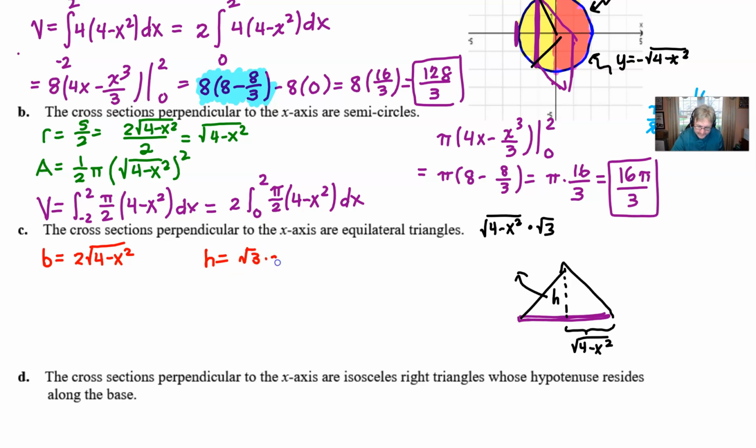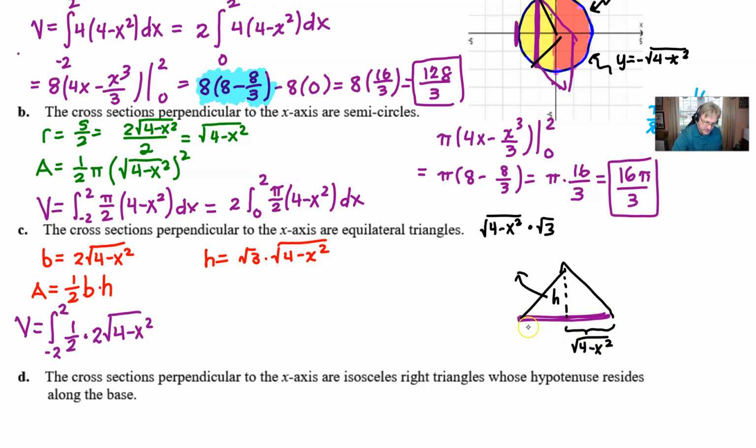So here's our height. I could multiply the 3 in. I'm going to choose not to, though. So then our area for an equilateral triangle is our good friend 1/2 base times height, which means we can now go to the volume. Integrate from -2 to +2 of 1/2. There's our base, 2 square root of 4 minus x squared. Now remember, we're back to our original base, which is everything in this triangle, times our brand new height that we found.